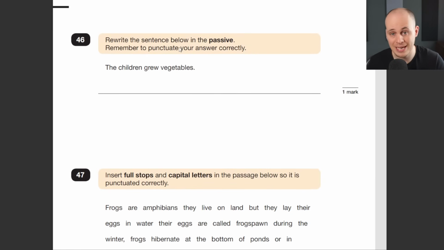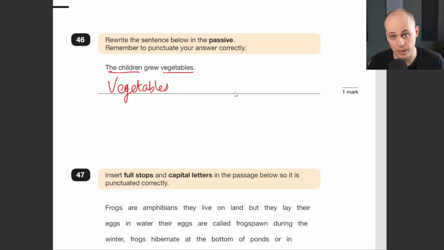Rewrite the sentence below in passive. We learned about passive and active. Subject, verb, object. Swap the verb and object around. That's what we've got to do. The children grew vegetables. Right, we've got the subject and the object. I want it to be vegetables and then children. I'm not going to say the vegetables grew children. That would change the meaning of the sentence and be quite funny. I still want the children growing the vegetables, but I want to say the word vegetables first. So I'm going to put vegetables.